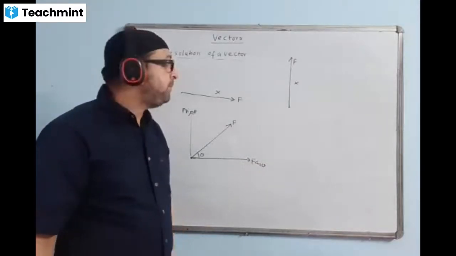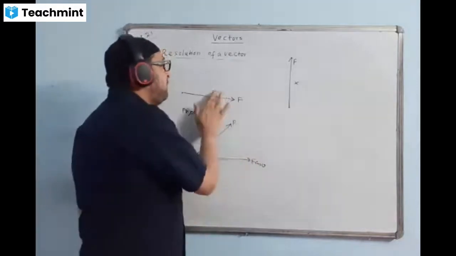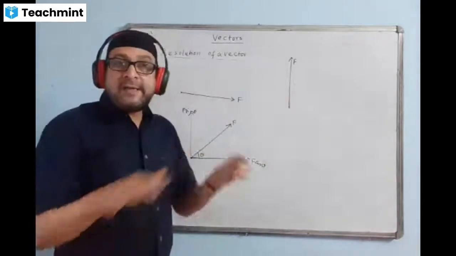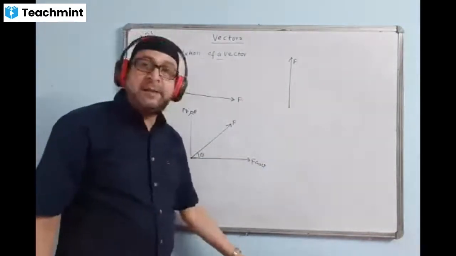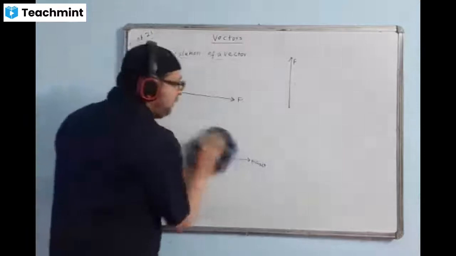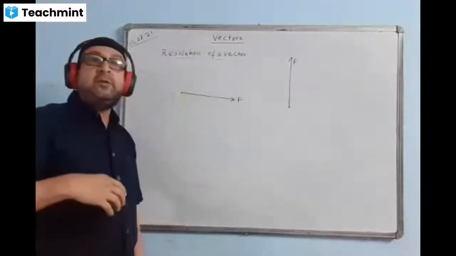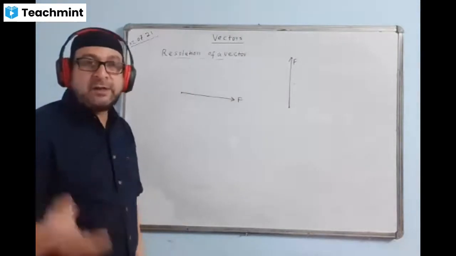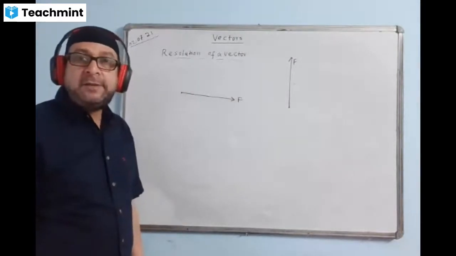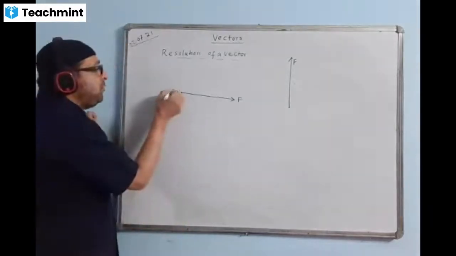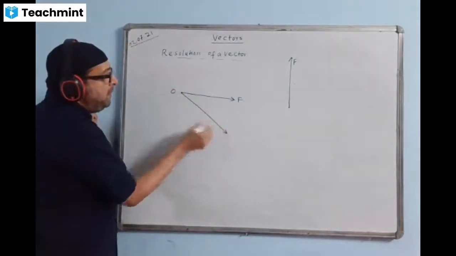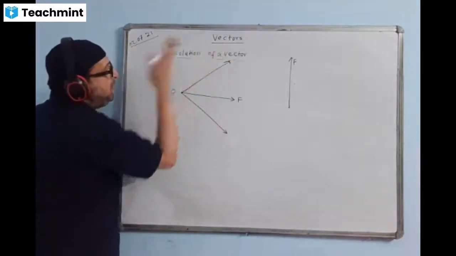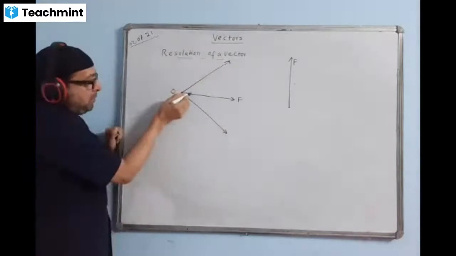Understood what I said? But we can still break it into components, not along the x-axis, not along the y-axis. If the question asks to break it into components, not necessarily in the horizontal or vertical direction, then we can break it like this. Here is the origin O. One component will come here, another component here like this. The angle between these two components will be 90 degrees.